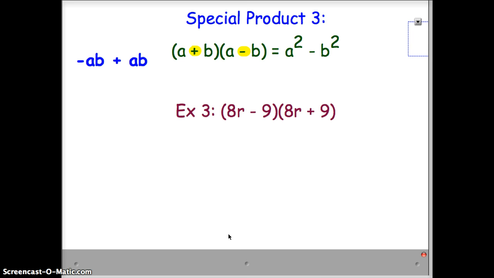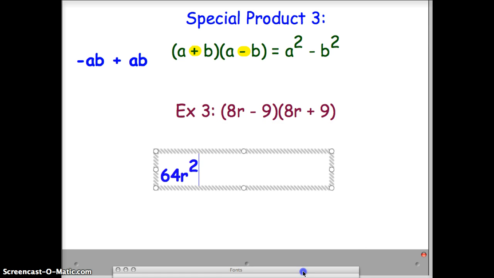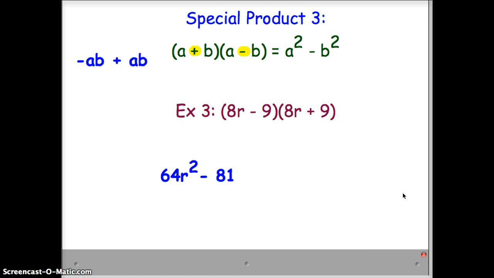So this example, 8r minus 9 times 8r plus 9 is simply going to equal, let's see, 8 times 8 is 64, r times r is r squared. So 64r squared minus 9 times 9 is 81. So your problem is 64r squared minus 81.